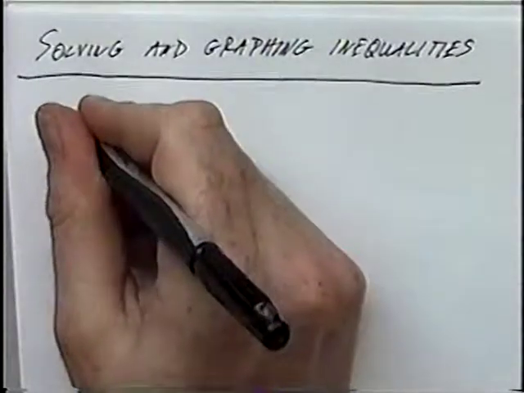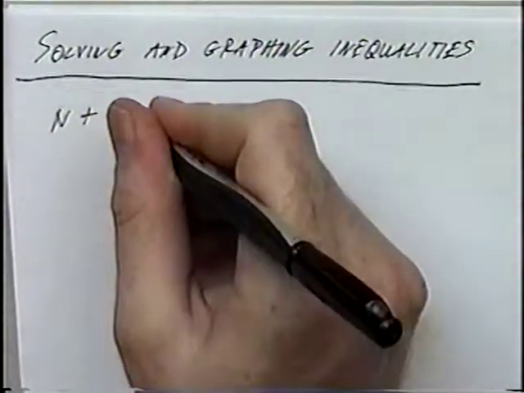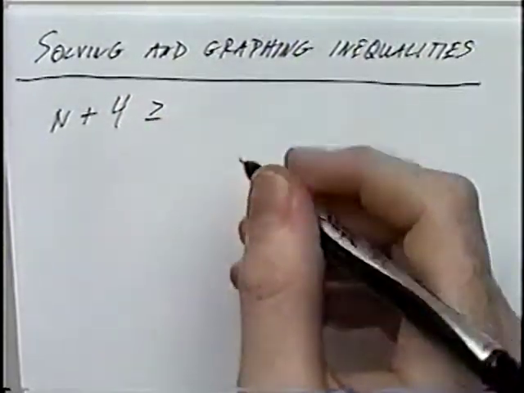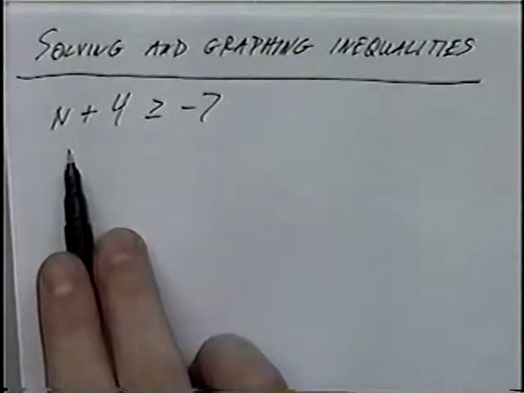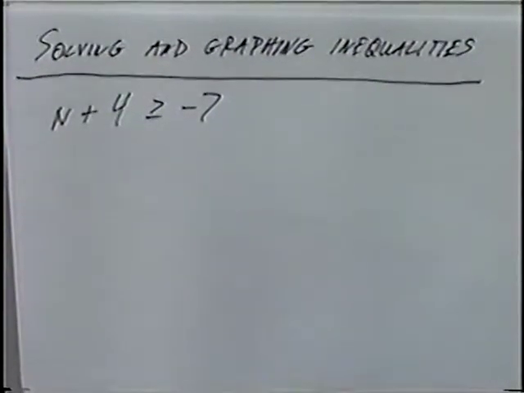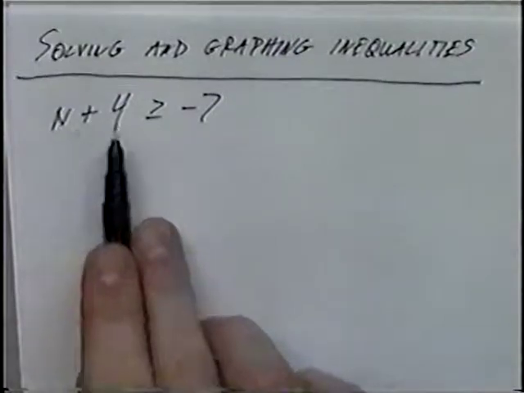First question is n plus 4 greater than or equal to -7. And again, we'll solve the inequality. After we solve, we'll graph on a number line. We have n plus 4.